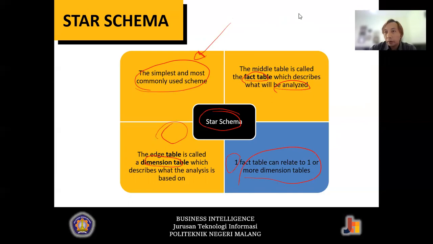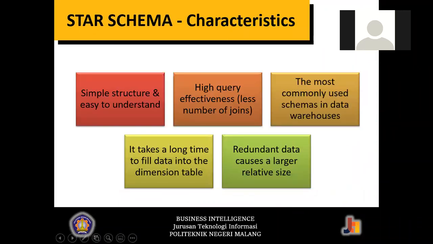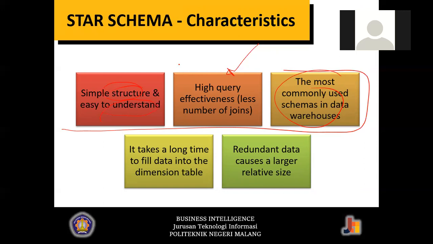So the characteristics are a simple structure that is easy to understand, and also a high query effectiveness because the number of joins is very small, and it is the most commonly used schema in the data warehouse. This is for the advantage.